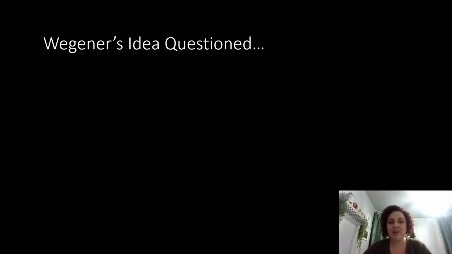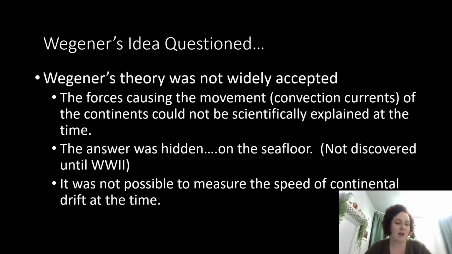So Wegener's ideas were highly questioned. His theory wasn't widely accepted. He looked like an absolute madman, saying this is how the Earth looked and things like that. And that's because we didn't understand the forces causing the movement. We had no idea about convection currents back in 1912.